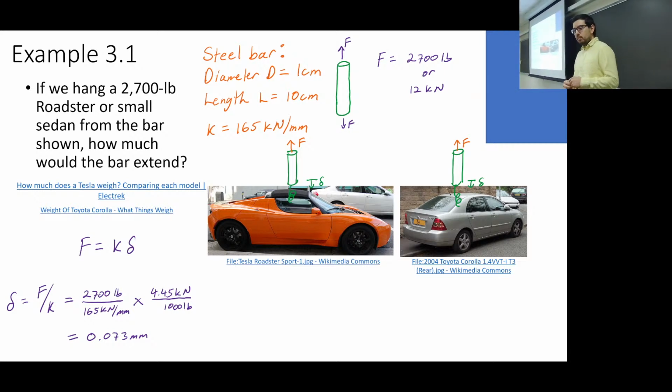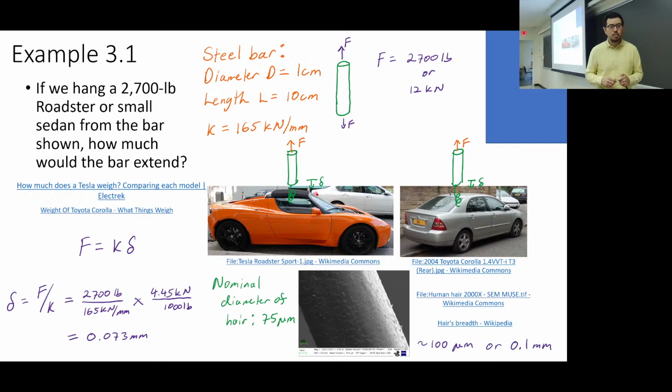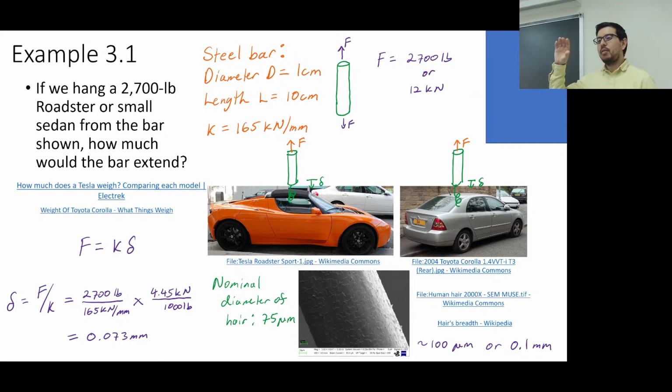That's pretty small. How small? Anyone have an idea? What is 0.073 millimeters, or what is 75 microns? A piece of hair. Okay, so you're only going to get a deflection that's the width of that piece of hair for that bar.